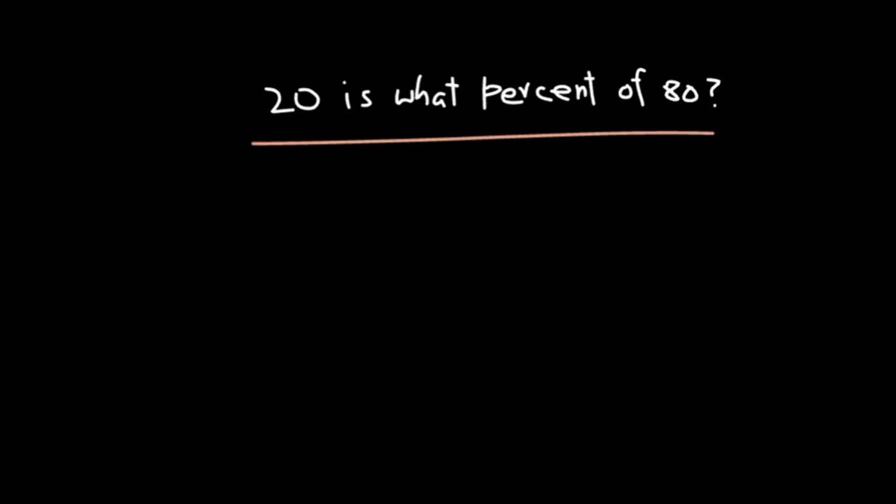Today I am going to show you how to express one number as a percentage of another. So the formula for this one is percentage is equal to part over whole multiplied by 100. For example, we have 20 is what percent of 80. So for this, we just divide 20 by 80 and multiply it by 100.